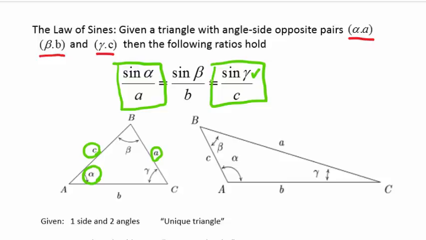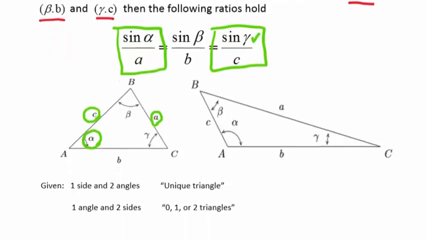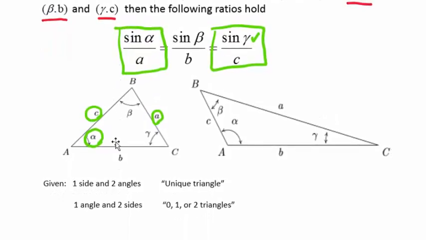Now, there are a couple scenarios that we have to consider when using the law of sines, depending on what information is given. And it's right here. If you're ever given in your problem one side and two angles, then one unique triangle can be found for that information. However, if you're ever given one angle and two sides, then caution must be taken because 0, 1, or 2 triangles could result from the given information. It is for this reason that this is sometimes referred to as the ambiguous case.